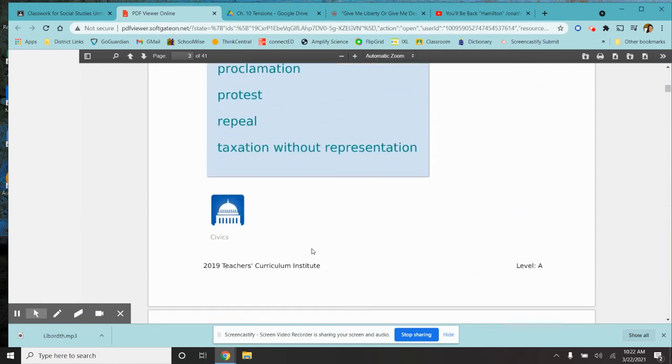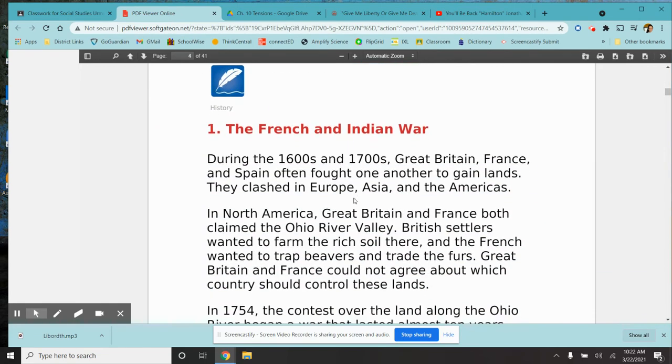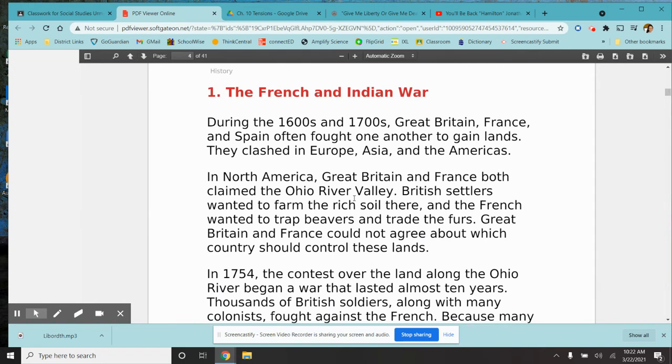All right, so we have all our vocabulary. We're going to break this up between the next 3 lessons. So, the French and Indian War. I'm going to read it, and then we'll go back through. In our packet, we are looking for the purpose, like why did the French and Indian War happen, and then what were its effects? It's kind of like a cause and effect relationship.